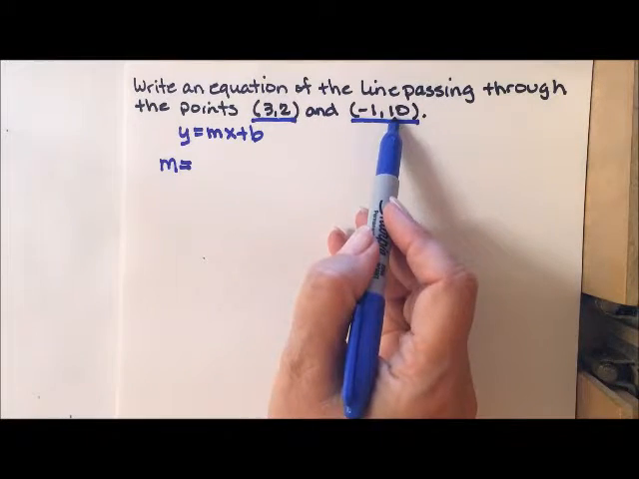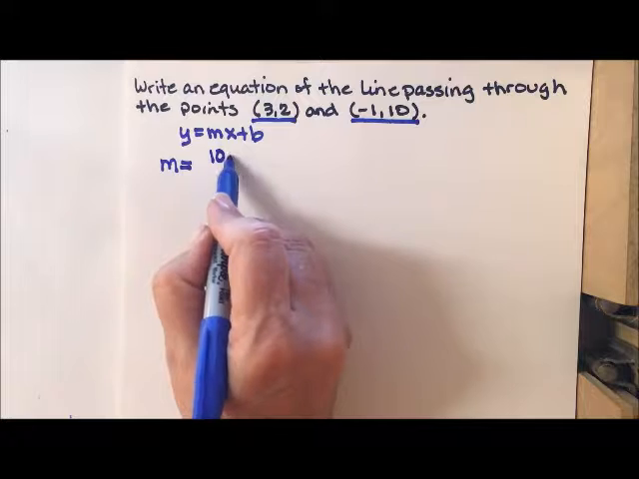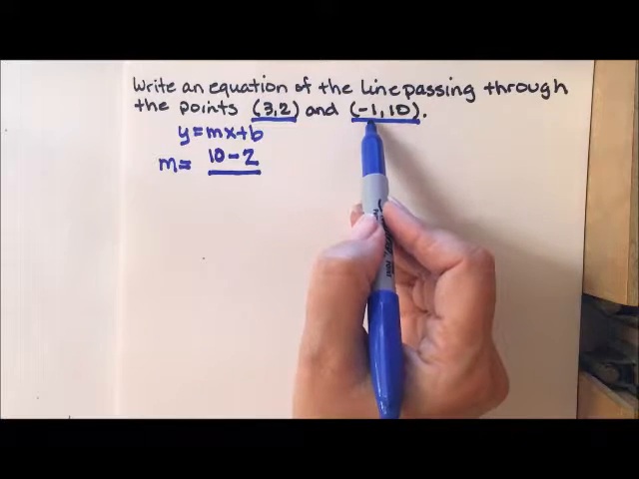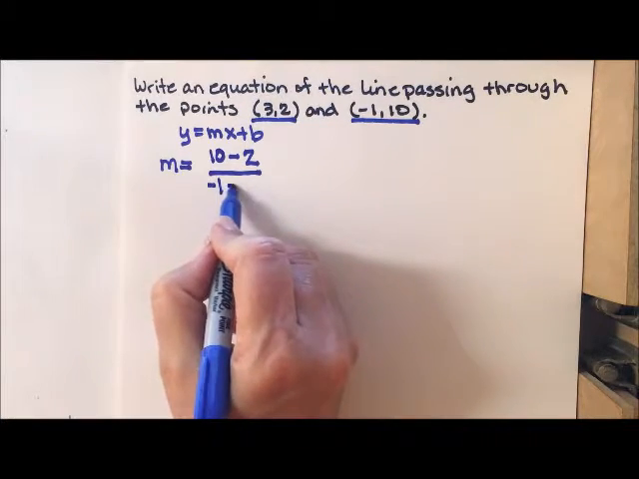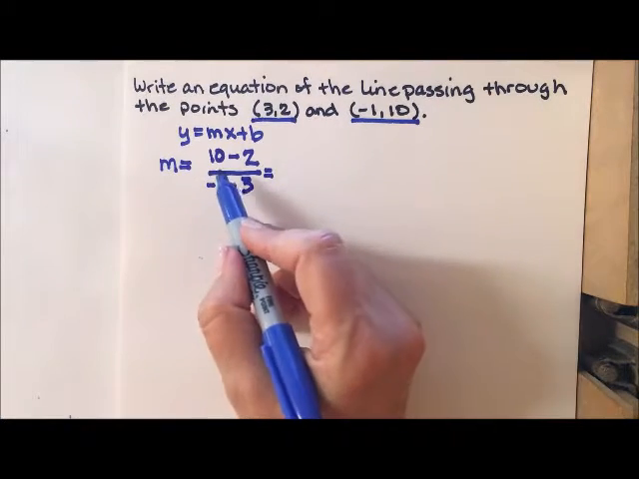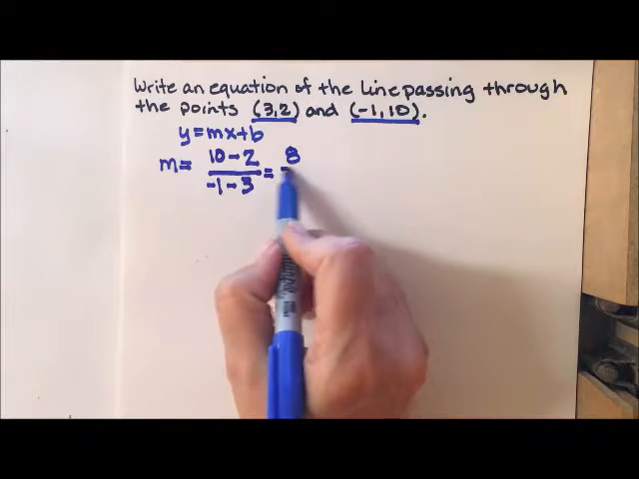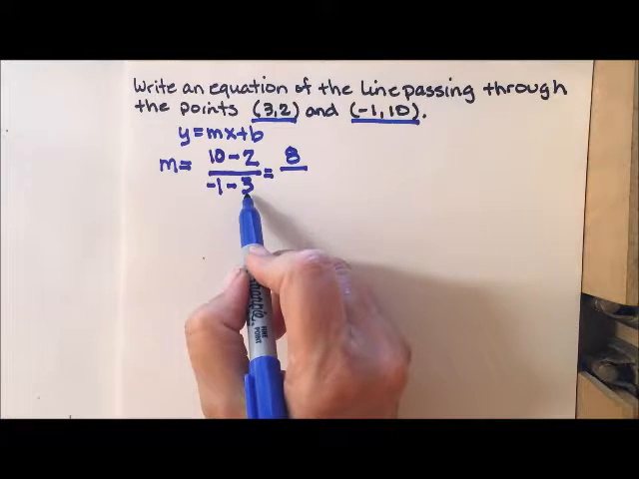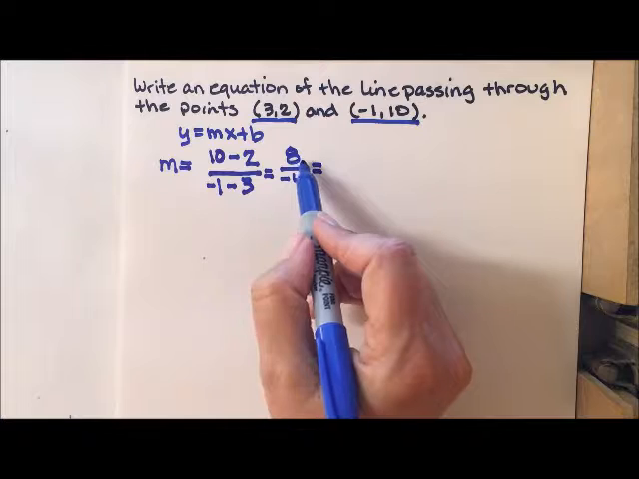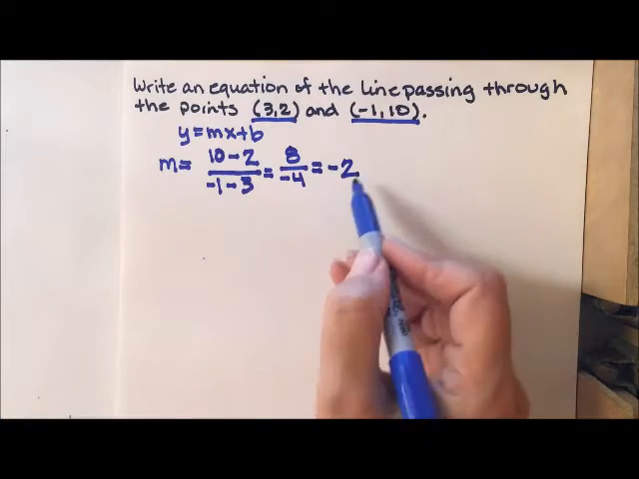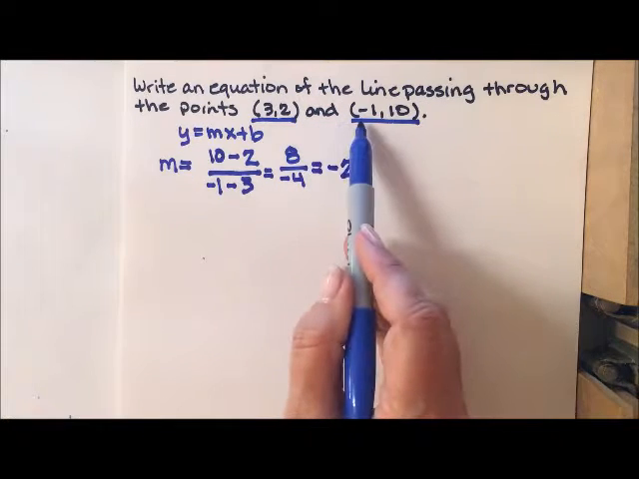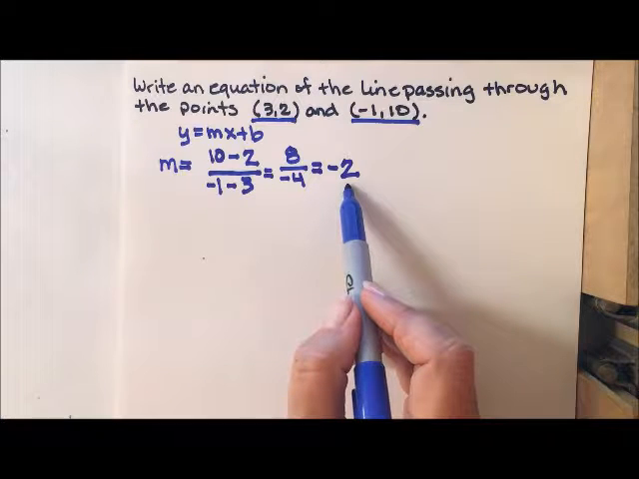We're going to start with our y2, which is 10 on the top, and subtract the first y, which is 2. And that's over the second x, -1, minus the first x, which is 3. And then we'll simplify that. 10 minus 2 is 8. And -1 minus 3, or -1 plus -3, is -4. If we simplify that further, 8 divided by -4 is -2. So now we know that we have a slope of -2. The line going through those 2 points has a slope of -2.